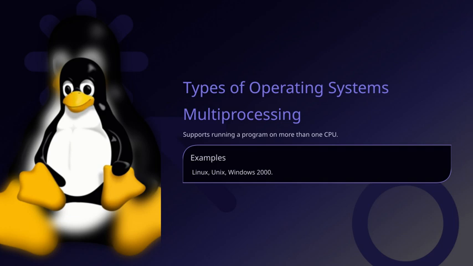These systems are designed to manage multiple processors effectively, ensuring that resources are allocated properly and that tasks are distributed efficiently. Understanding multiprocessing is important because it highlights how modern operating systems maximize hardware capabilities to provide better performance and multitasking. This is a crucial aspect of how operating systems support complex, resource-intensive applications today.